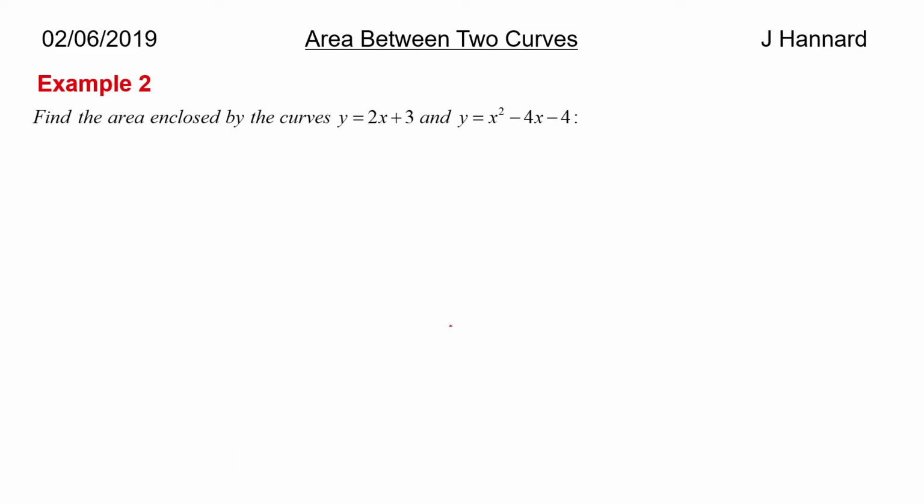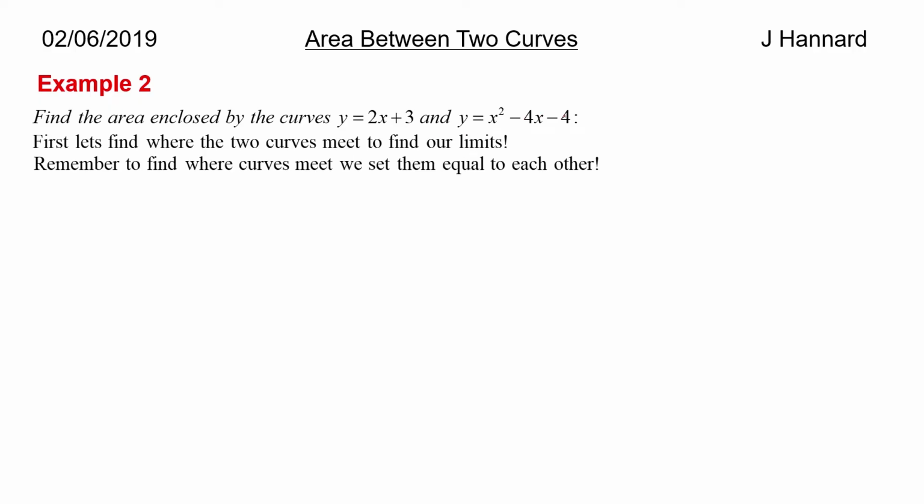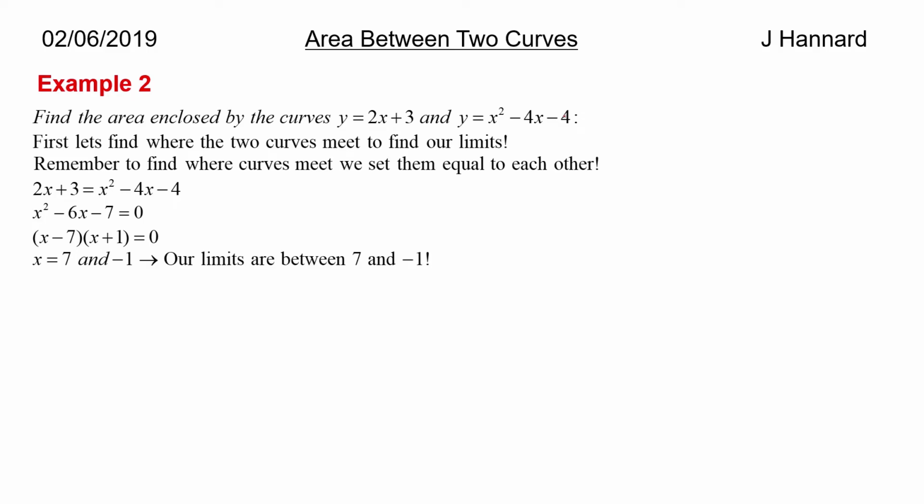Example 2 then, find the area enclosed by the curves y equals 2x plus 3 and y equals x squared minus 4x minus 4. First, let's find where the two curves meet. So again, we know that y equals 2x plus 3 and we know y equals x squared minus 4x minus 4. So therefore, 2x plus 3 must equal x squared minus 4x minus 4. So we set them equal to each other, tidy up, and we get that. Factorize, and we get x minus 7, x plus 1 equals 0. So our intersection points are at 7 and minus 1. So that is where our goalposts are going to be.